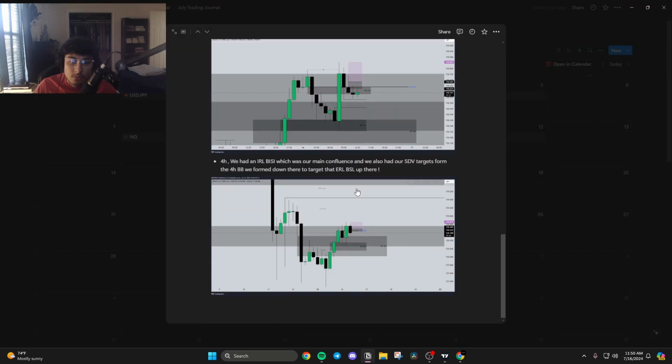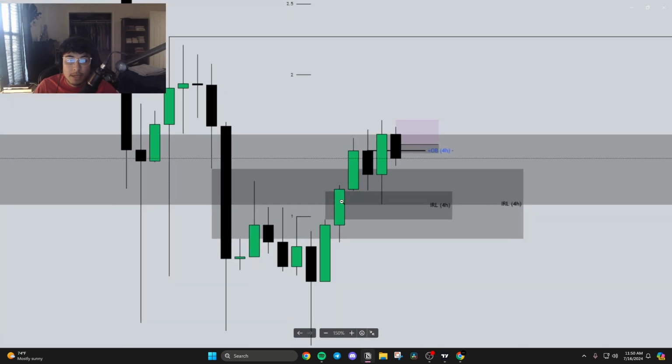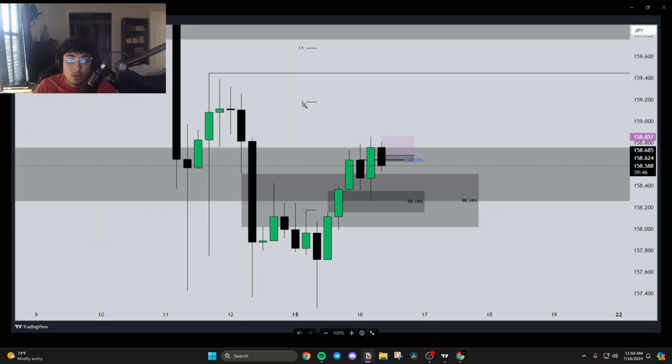And then for the second trade, it was USD JPY. We had a buy side imbalance form here, but we don't have any daily or weekly PDRAs. We do have the weekly inversion, but we are forming a weekly sell side imbalance. Then we have a daily sell side imbalance here so that we can retrace up into. That's kind of why I was taking longs.